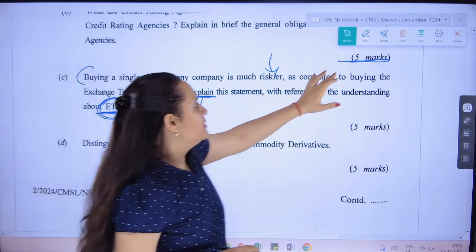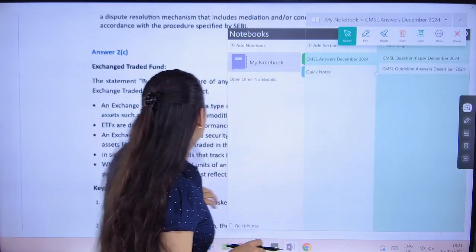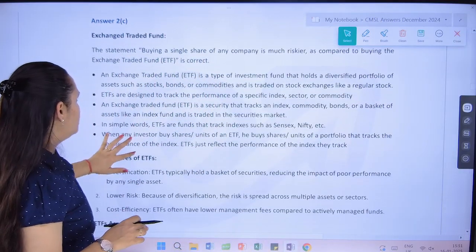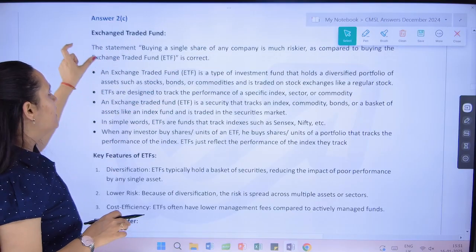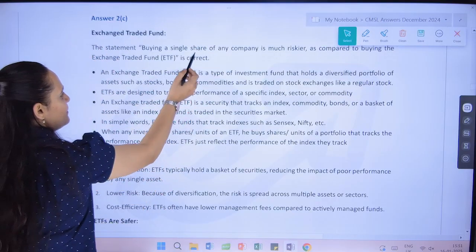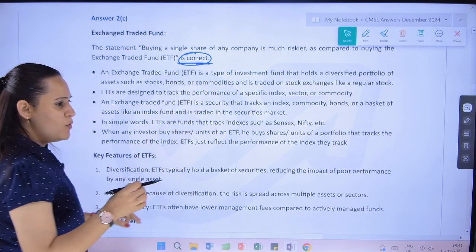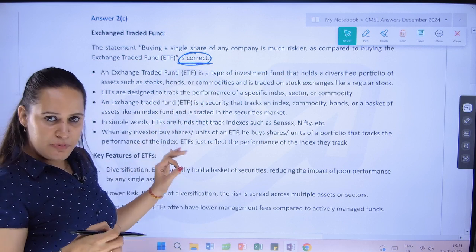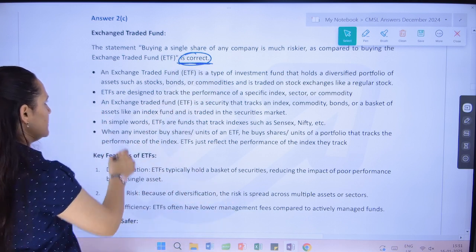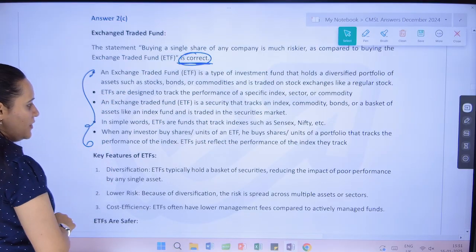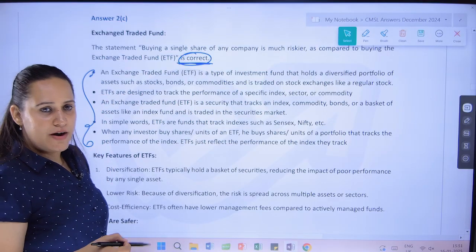So let's quickly look at the guideline answers of exchange traded fund. Again, give the statement, they say that the statement is correct, justify that whatever has been provided is correct, we agree to the statement that has been provided for so and so reason. Tell them what is the exchange traded fund, give them an explanation of how the fund operates.